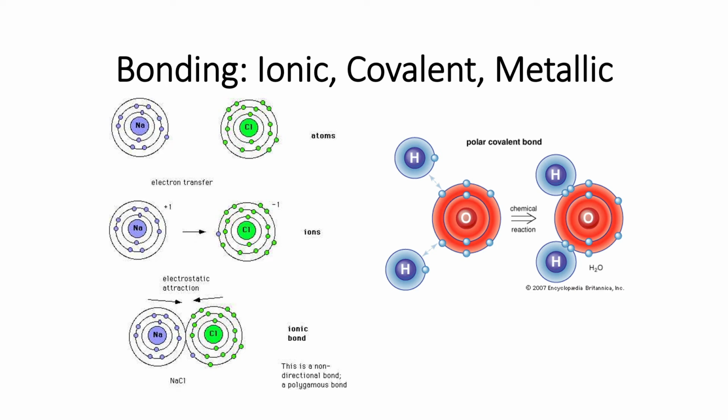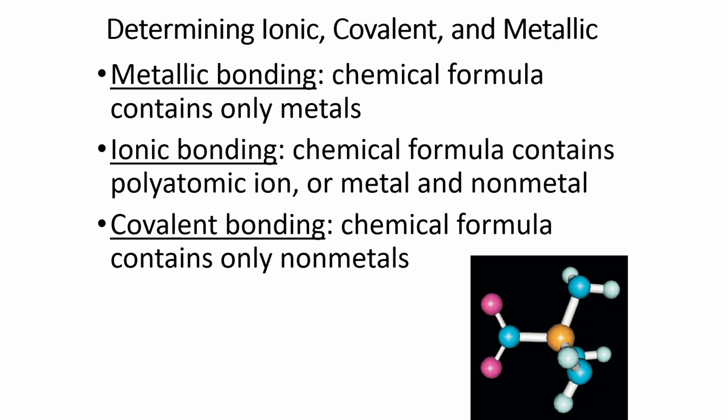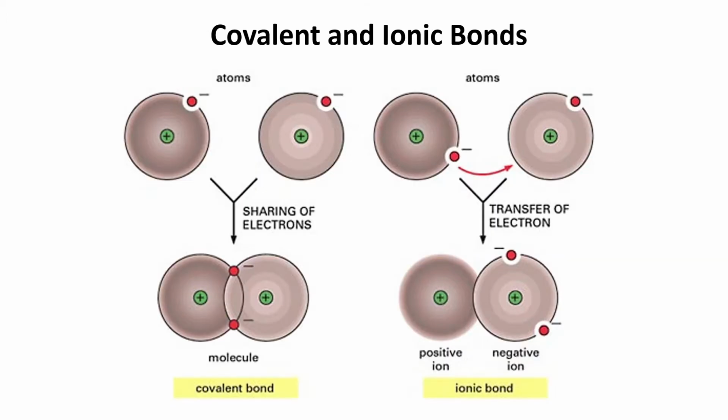So today we're going to look at bonding. Specifically, we're going to look at covalent bonding. Now, just a quick reminder, there's three main types of bonds: metallic bonds, which involve only metals; ionic bonds, which have a metal and a nonmetal, or a polyatomic ion; and covalent bonds, which are only nonmetals.